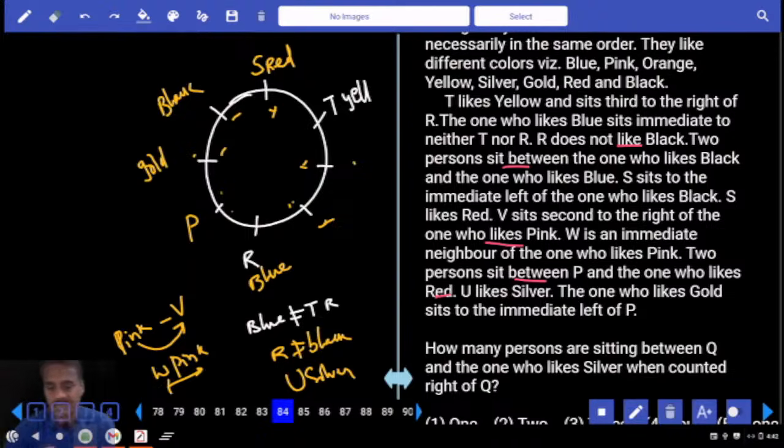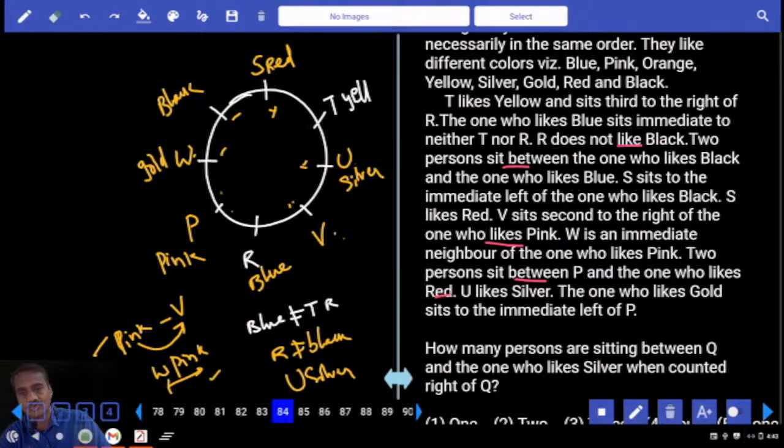Then V and pink. V is seated second to the right of pink. And here we cannot have pink. T and V must be together, so we cannot have pink at this place. Then what is the only possibility left for pink? Pink must be P. V is seated second to the right of pink, and W and pink are adjacent to each other. W is here. U likes silver. Now U is here.